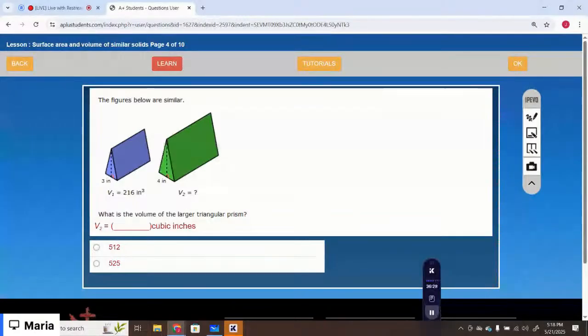The figures below are similar. What is the volume of the larger triangular prism?